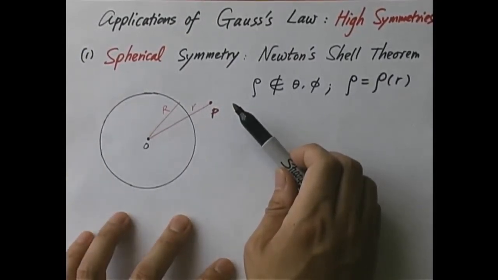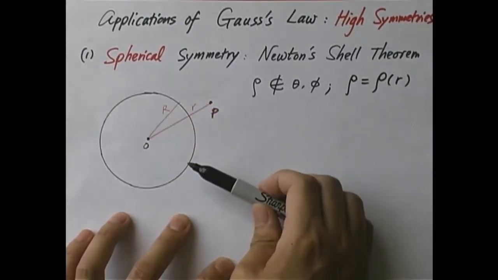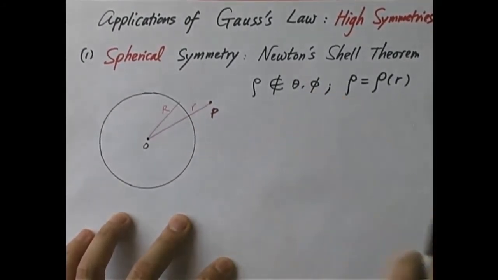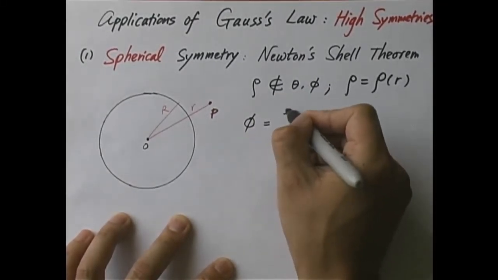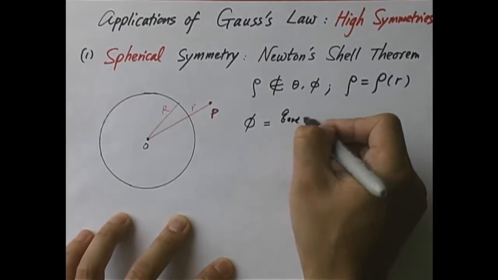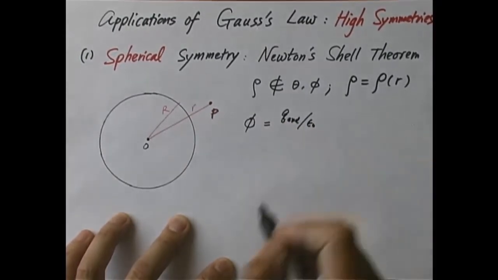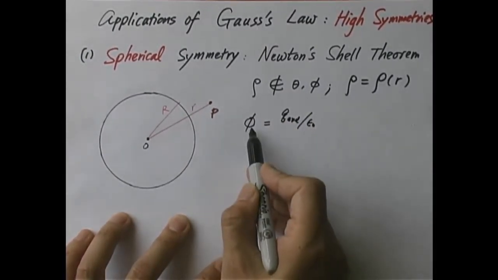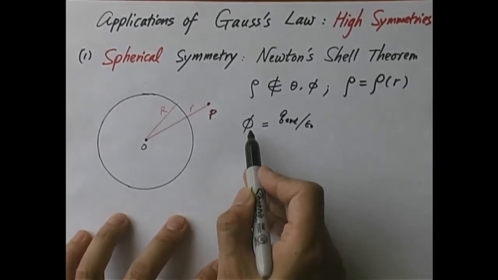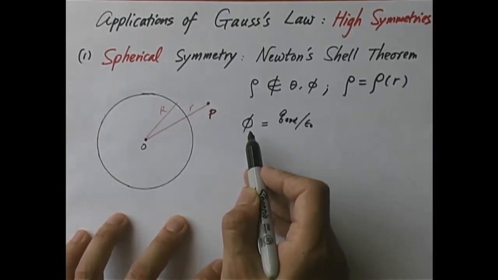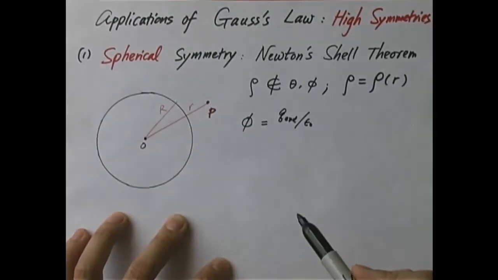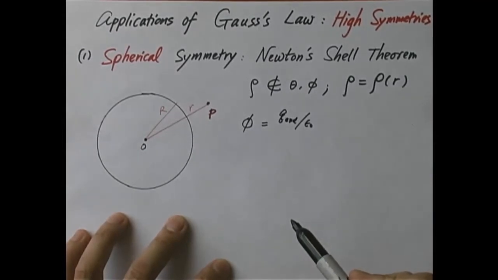Now, to reflect the symmetry of the problem, what kind of Gaussian surface should I choose? Gauss's law tells us that you can always get phi equals Q enclosed over epsilon naught, no matter what surface you choose. But of course, we're not going to choose just any surface. We're going to choose a smart surface. Now that we have the freedom to choose whatever surface we want, we're going to choose a surface that reflects the symmetry. So what kind of surface do you have in mind?